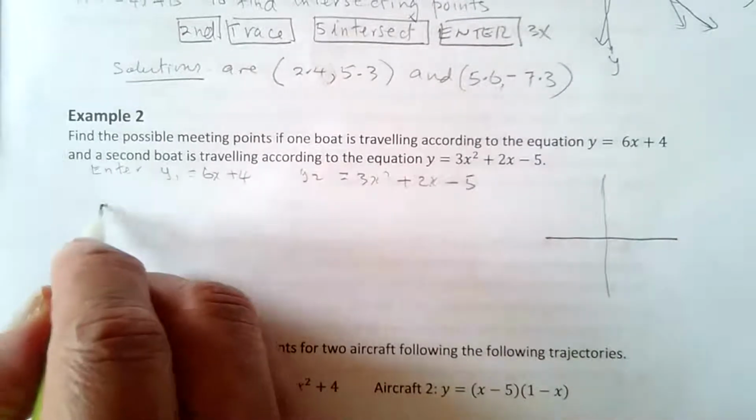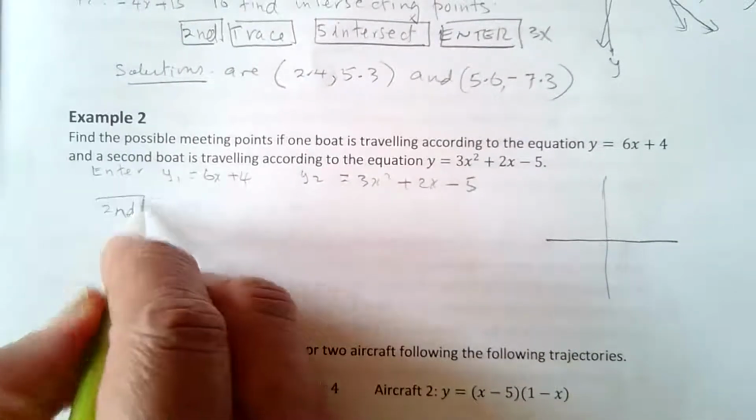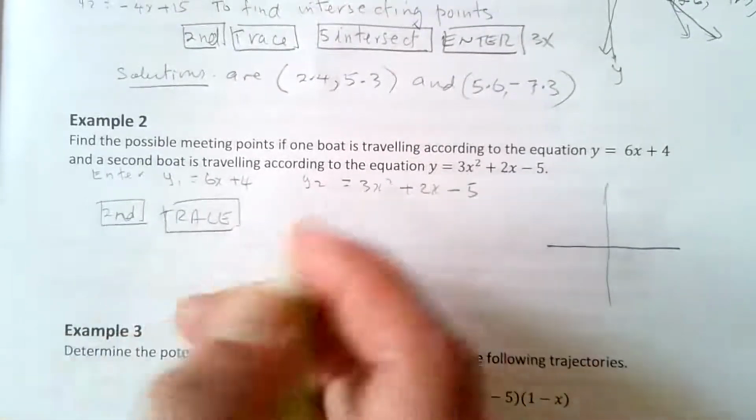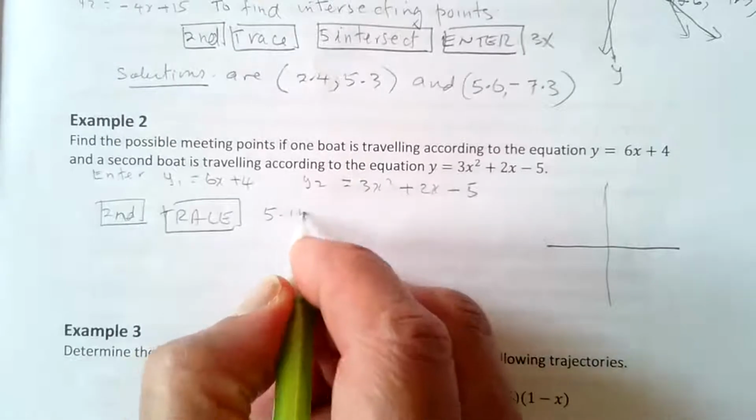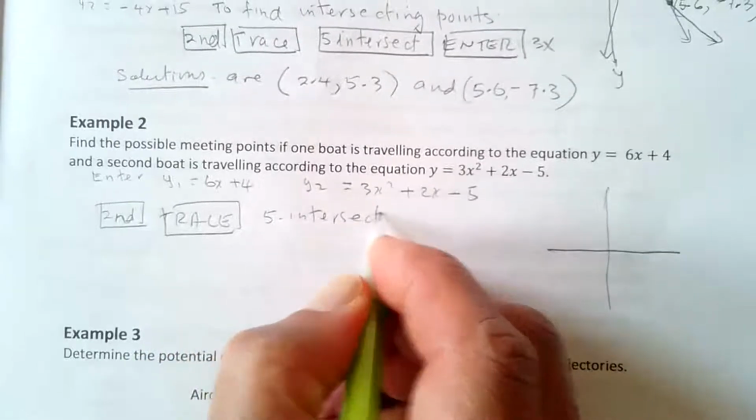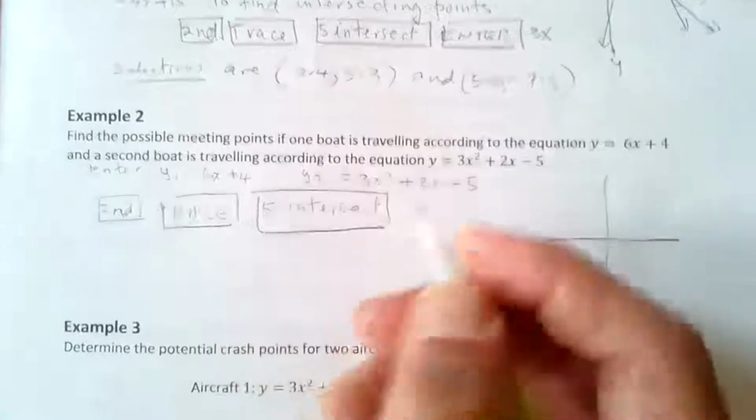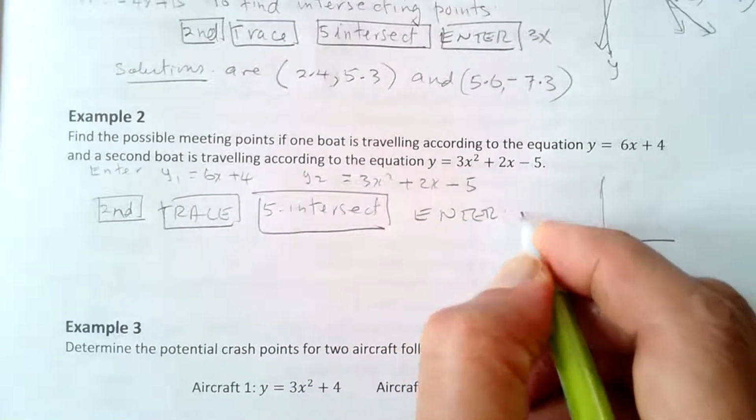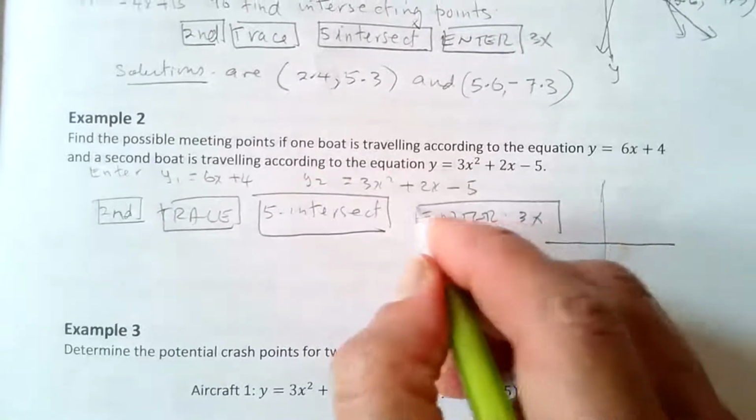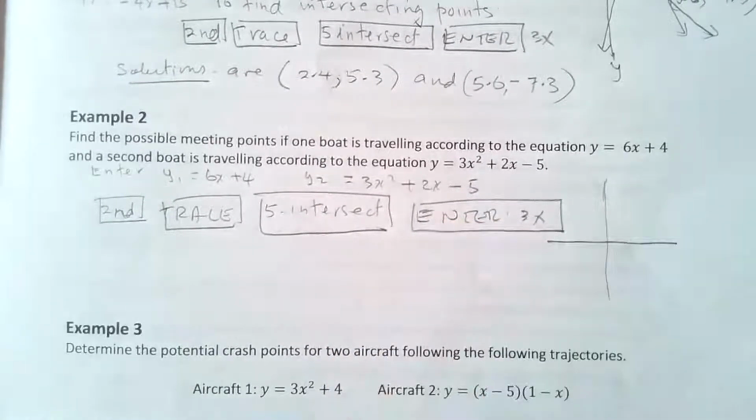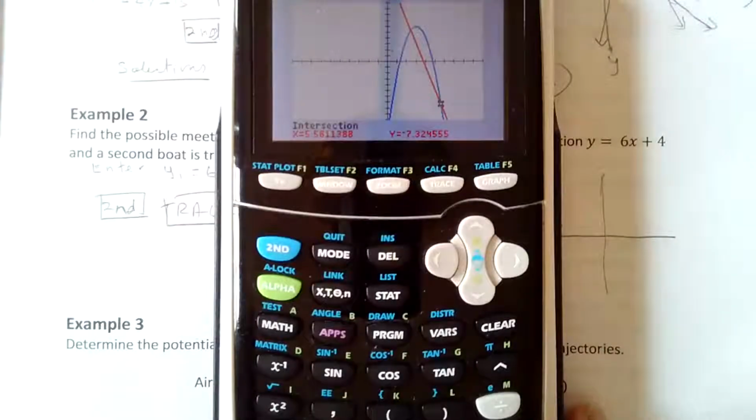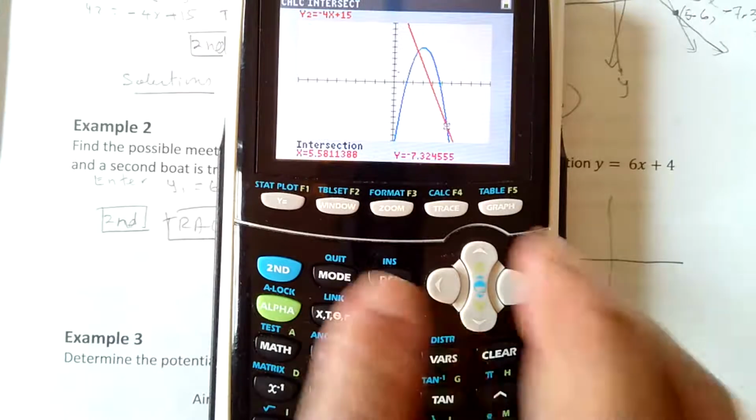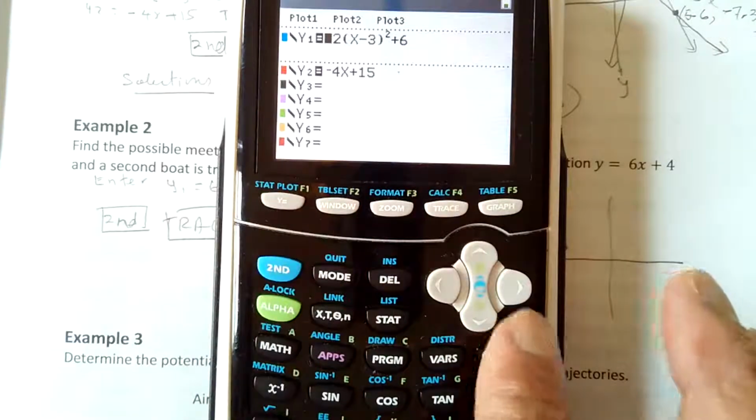And then we go second trace, 5 intersect, and enter 3 times for each intersecting point, if there is any. Sometimes there isn't any. Well, let's see our graph here. We'll use Desmos in a minute. So we'll clear our graph.